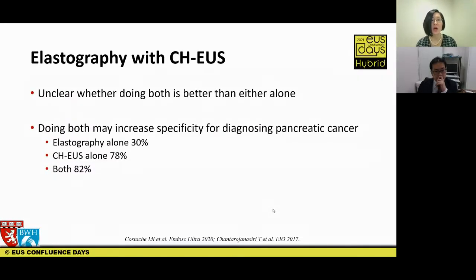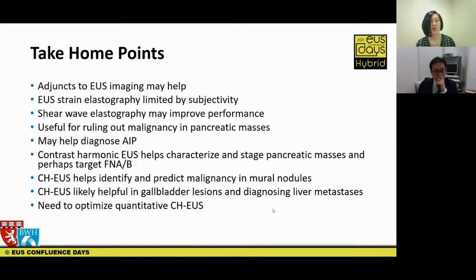As for a combination of both, when you look at the few studies that are out there, it's unclear whether doing both is better than either alone, although you might expect that it should be better. There was one recent study that showed better specificity with doing both for diagnosing pancreatic cancer. So in terms of my take-home points, these adjuncts to EUS imaging may help.